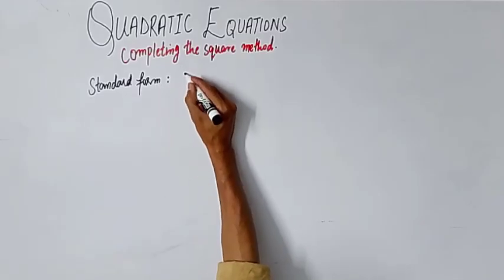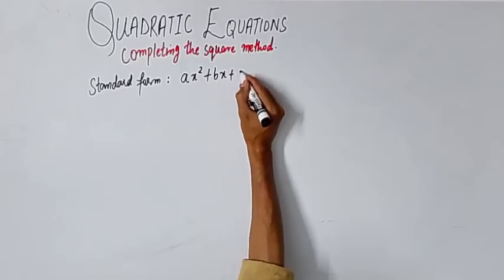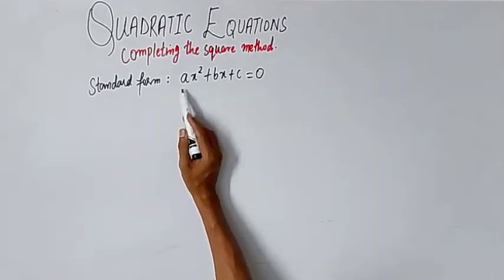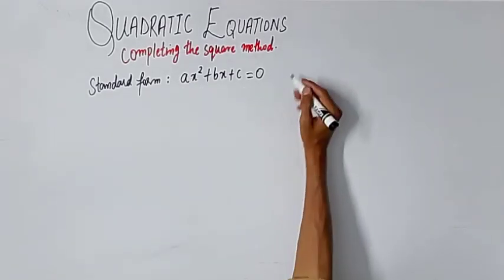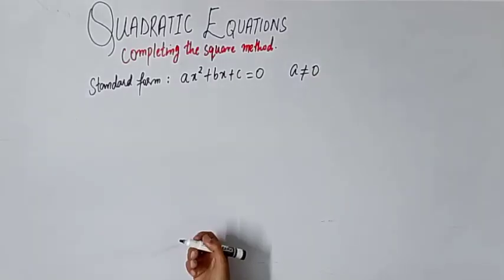The standard form of a quadratic equation is ax square plus bx plus c is equal to 0. It is very simple: whatever equation is given to you, you need to simplify it and put everything on the left side, and on the right side there must be 0. This particular form is called the standard form of the quadratic equation. But remember, here a must not be equal to 0. b could be 0, c could be 0, but a must not be 0.